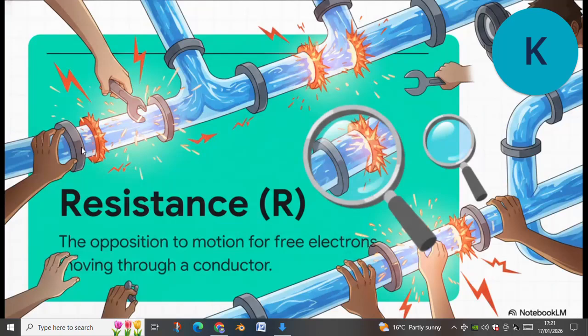It's the opposition that slows that flow down. In our pipe analogy, this is like a kink in the hose or a really narrow section of pipe. The narrower the pipe, the higher the resistance, and the harder it is for that water to get through.